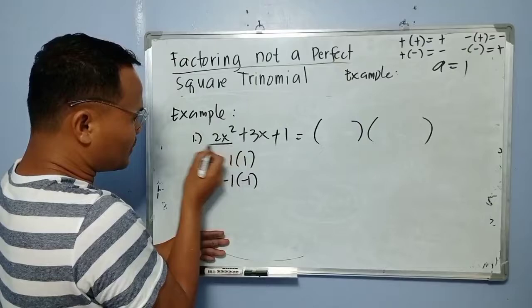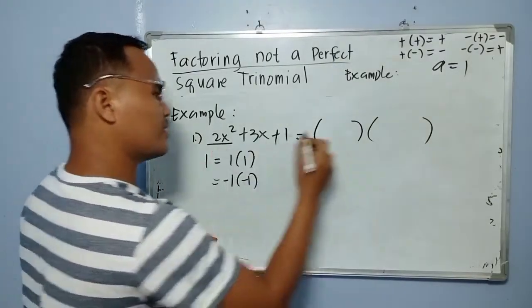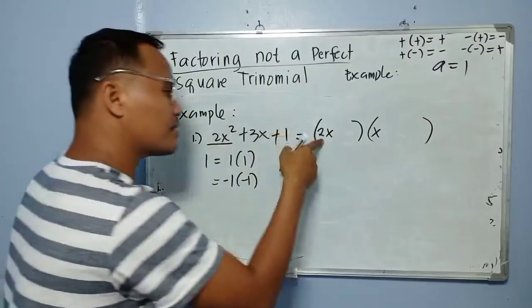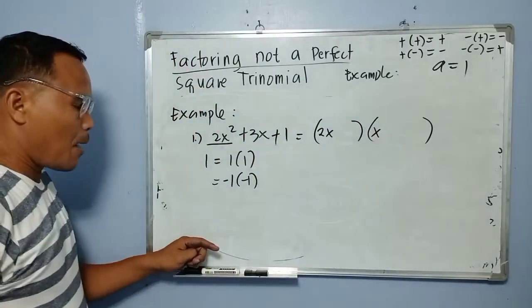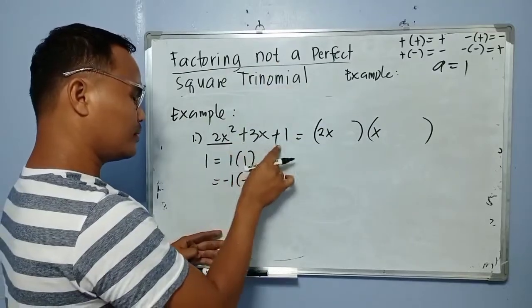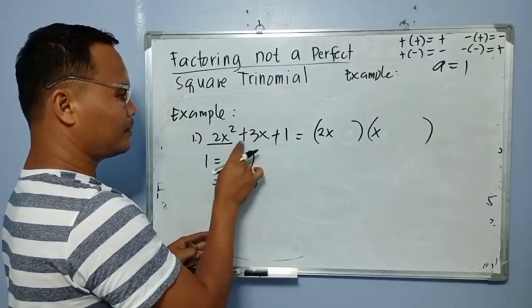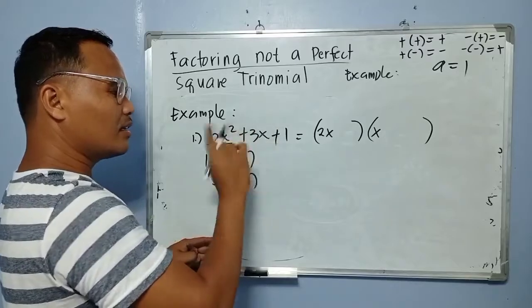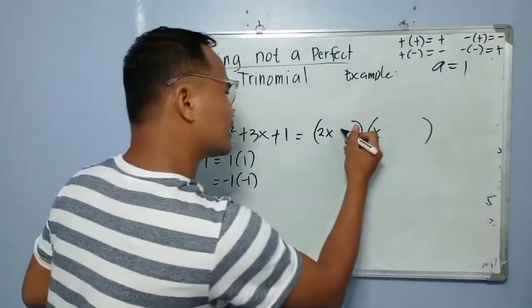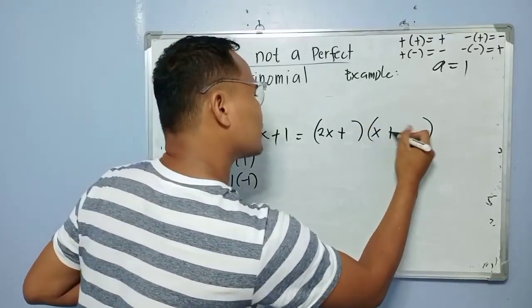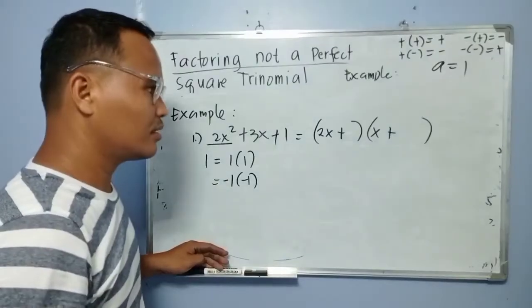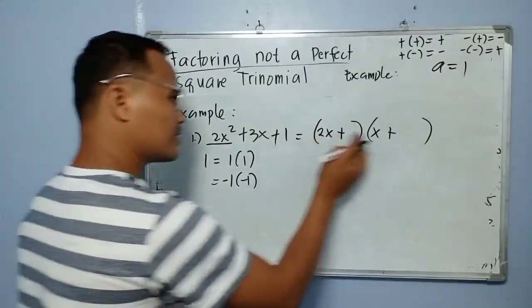Just factor out the first term. What is our first term? 2x squared. Just factor out 2x times x. The factors of 2x squared are 2x and x. Now, take a look at our example. All the operations are additions, so we are pretty sure that this is plus and plus, because all operations here are addition. That's the pattern: plus, plus.